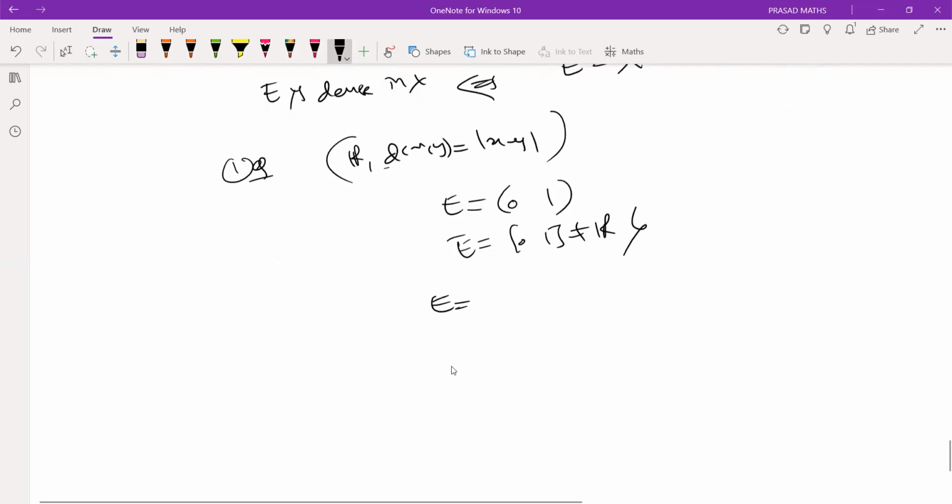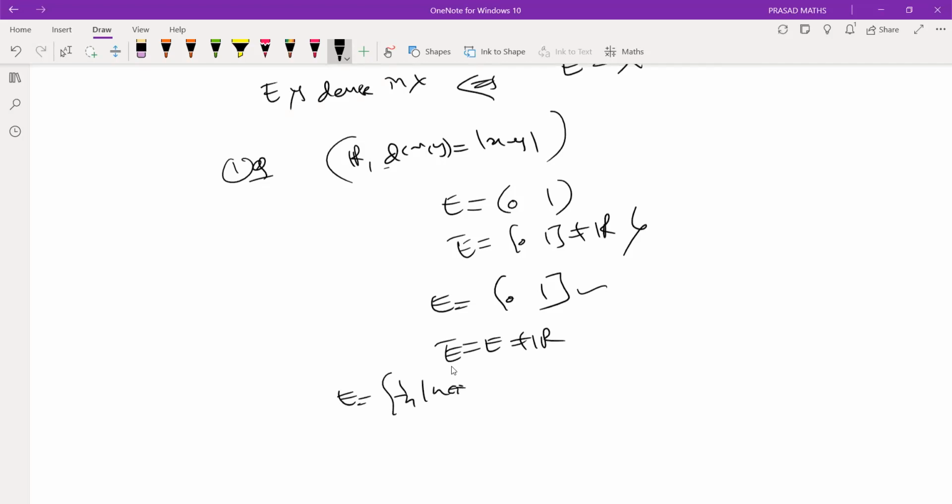Suppose you take the closed interval [0, 1]. Is it dense in R? No, because the closure is itself, because a closed set cannot be R. Suppose you take the set of 1 over n union 0. Is it dense in R? No, because it is a closed set, the closure is itself, it cannot be R. Therefore, not dense.